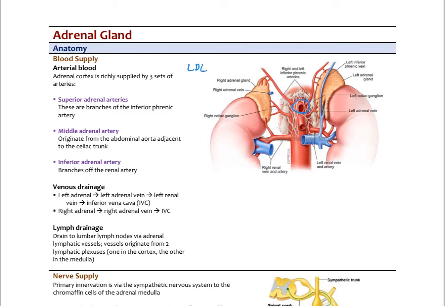The venous drainage is on the left adrenal. It's through the left adrenal vein, then the left renal vein, and then into the inferior vena cava, versus the right adrenal drains directly into the right adrenal vein in the inferior vena cava. So slightly different, a little bit more complex drainage on the left adrenal. I mentioned this is one of those weird board exam questions you sometimes see.